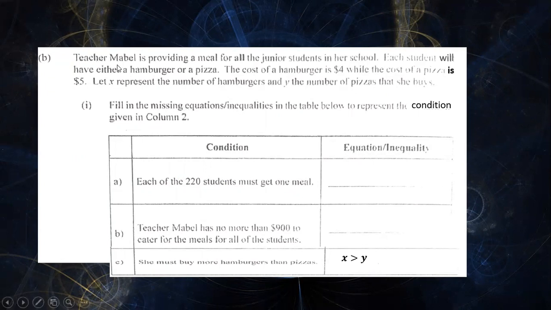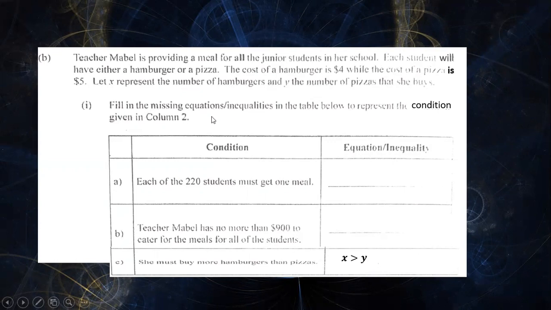Teacher Mabel is providing a meal for all the junior students in her school. Each student will have either a hamburger or a pizza. The cost of a hamburger is $4, while the cost of a pizza is $5. Let X represent the number of hamburgers and Y the number of pizzas that she buys.